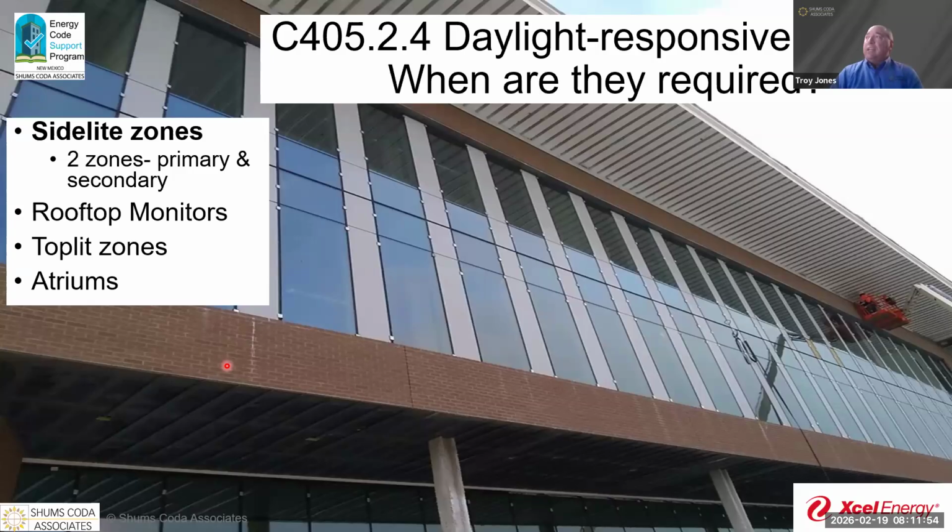So, when are the daylight zones required, responsive controls required? When we have more than 300 watts of energy in our areas. We have two zones in these areas. The sidelight zones are the primary and secondary zone. We can have rooftop monitors, top-lit zones, and atriums. These are all places where we need those controls.